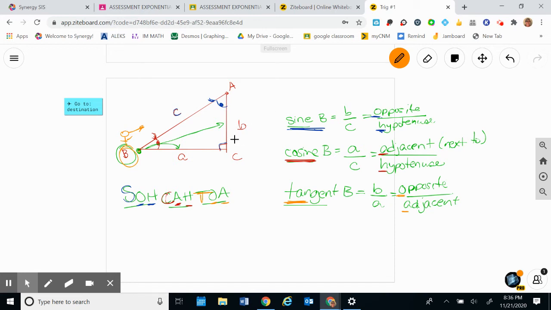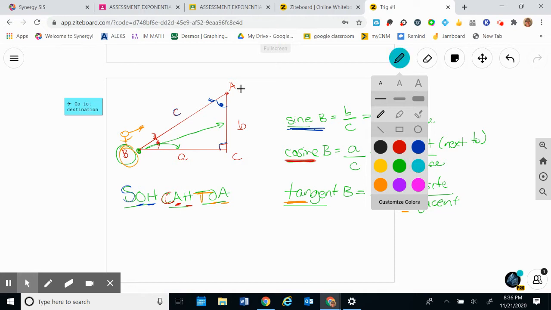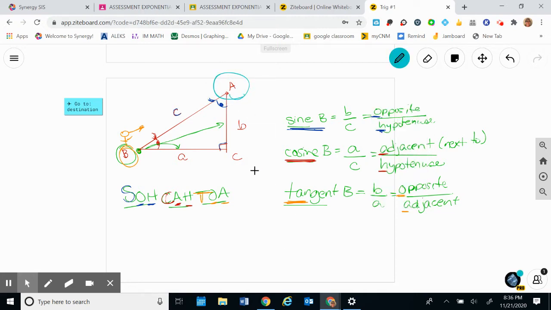Now let's say you wanted to stand at A instead. Okay, let's stand at A. Well, that means you're here instead, and you're looking this way into the triangle. This is your eyeball here.